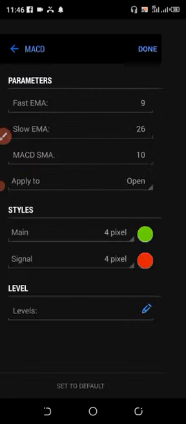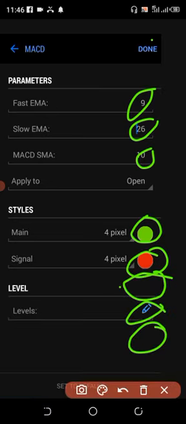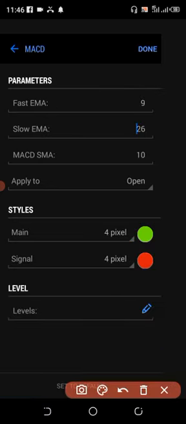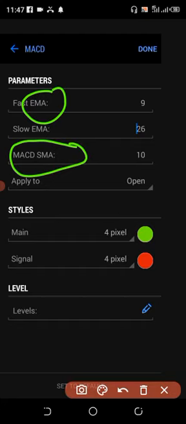Then MACD, this one is the same MACD that we are using. Remember that some people don't know that anytime you see fast EMA, what this simply means is exponential moving average, slow exponential moving average, MACD SMA, simple moving average. So MACD is loaded with a lot of things, so you don't joke with MACD. The reason why you see some changes on the moving average on MACD is because this one is exponential and this one is simple, and this one is slow. When you don't understand it very well, follow it carefully.